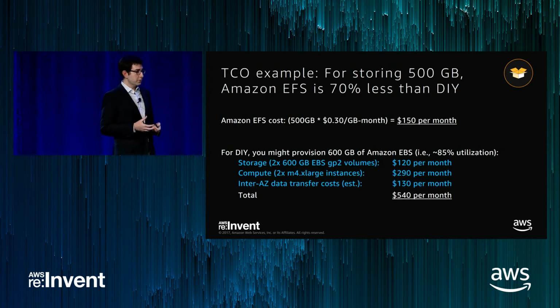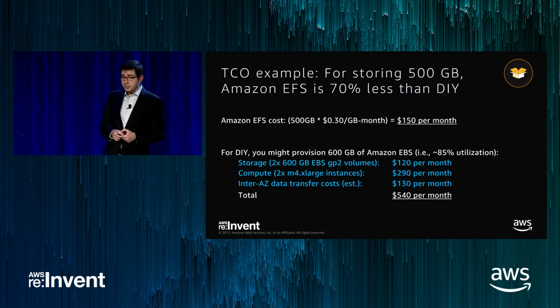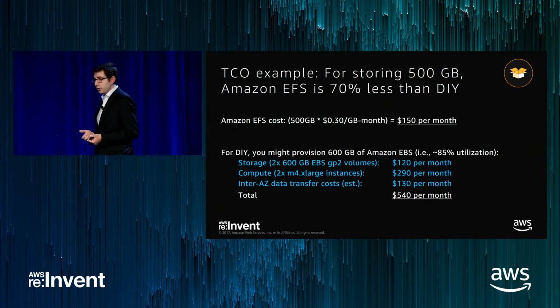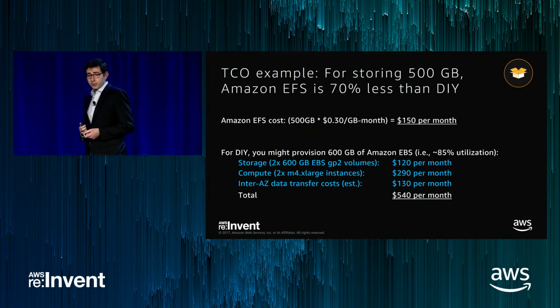And so let's look at some specific numbers with that example. For example, if you're storing 500 gigabytes of data on EFS, your cost would be $150 a month, so 500 times 30 cents. If you're doing it yourself, you'd probably provision around 600 gigs of EBS, because you're not going to provision exactly as much as you need. You're not going to completely fill your volume. So your storage costs for EBS would be $120 per month.